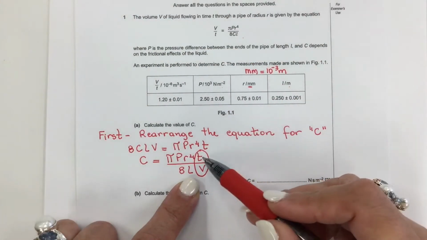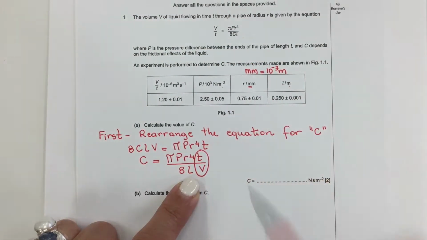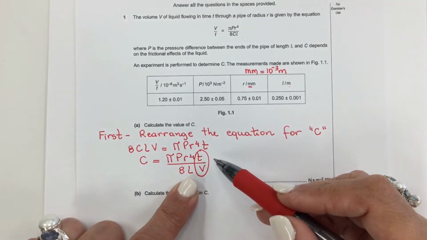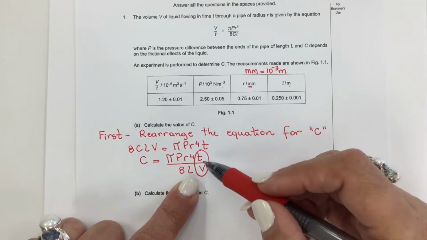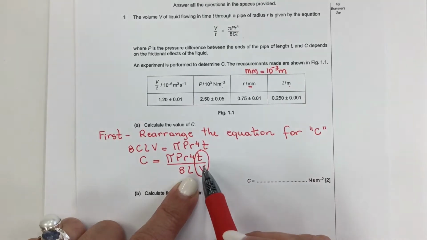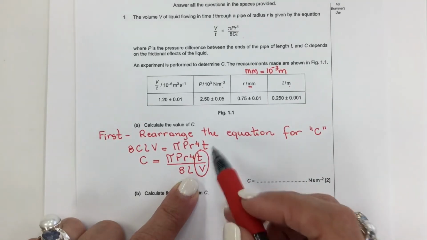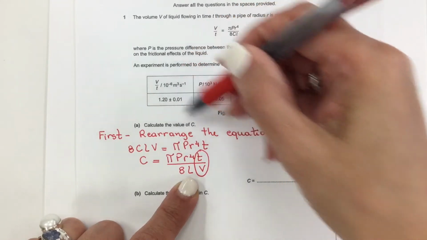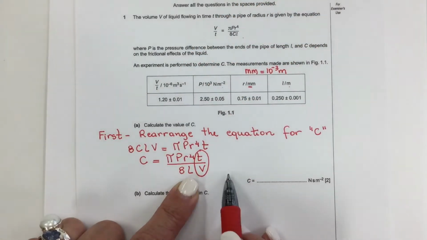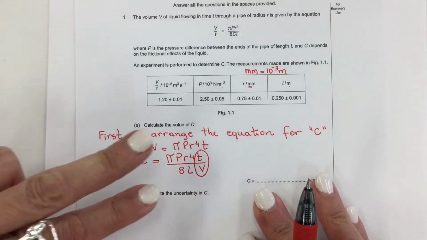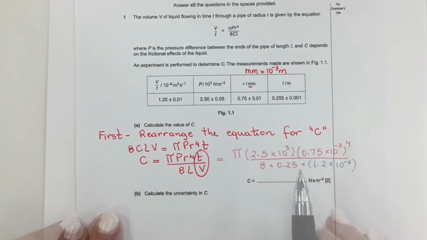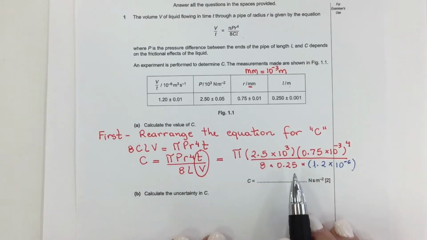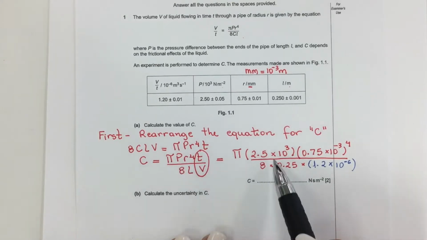However, this is inverted. So one easy way to solve this problem is, when you do your substitution, instead of writing the value on the numerator, you are going to write it on the denominator because it's flipped. Please don't get confused.